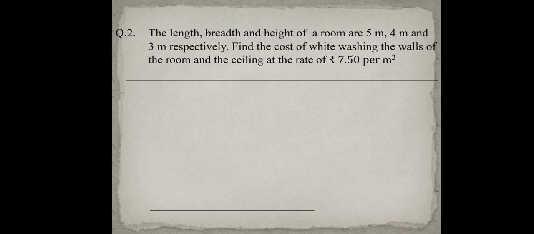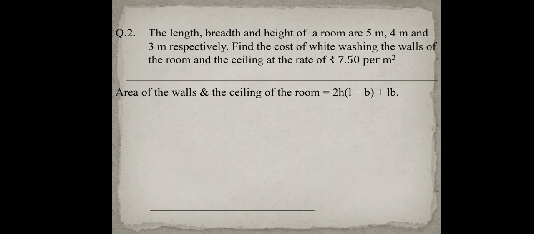There was a plastic box, but this is a room where sides are 5, 4 and 3 meter. Whitewash we generally do on the walls of the room and the ceiling of the room. So here also we need to find the lateral surface area, that means 2h into (L plus B), plus LB. This is the top. In the last question the top was open, so we found the area of the base. Now here we need to find the area of the walls plus the area of the ceiling.